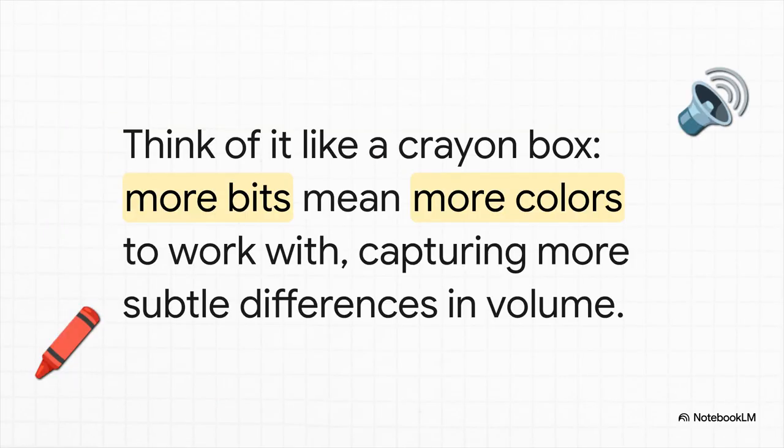Think of it like a box of crayons. A low bit depth, like 8-bit, is the tiny box with just a few basic colors. Sure, you can draw the picture, but it won't be very detailed. But a higher bit depth, like 16-bit or 24-bit, is like having that giant box with every shade imaginable. It lets you capture a much richer and more nuanced recording.